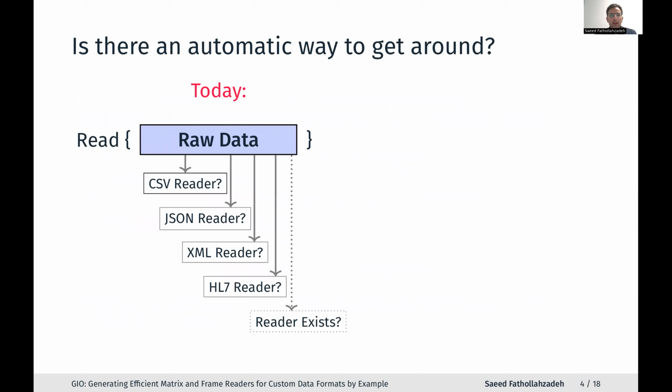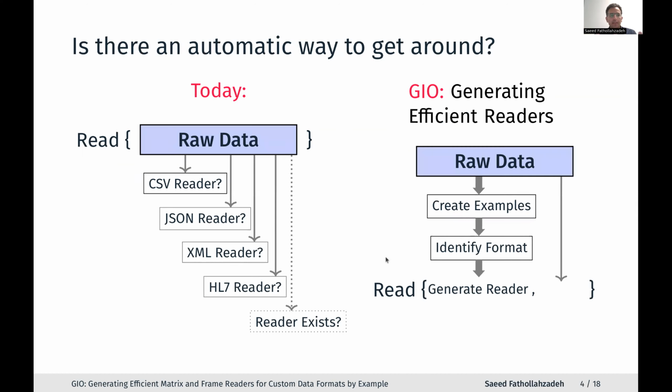Suppose we have raw data on disk and we read all or part of it. Current systems offer a limited set of dedicated reader libraries. For example, CSV, JSON, and XML are more commonly used in state-of-the-art platforms. We have to choose the appropriate reader based on the metadata of the data. What if no reader is suitable? To address this problem, we introduce GIO, a system that automatically generates readers.